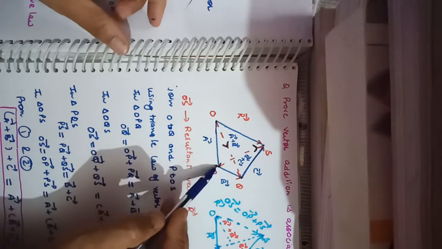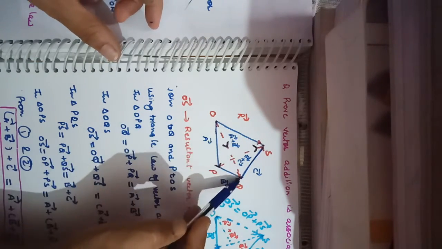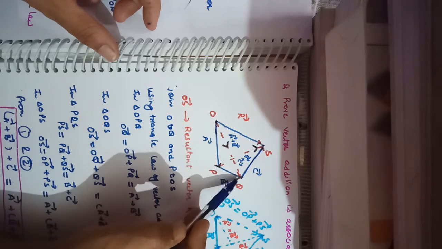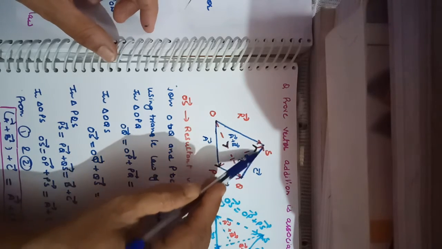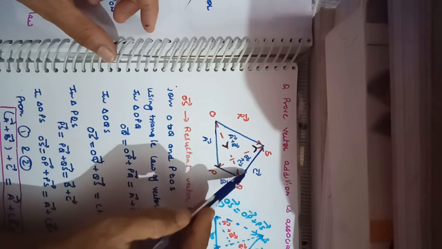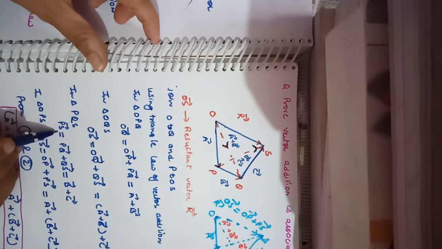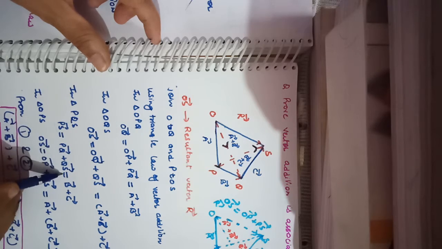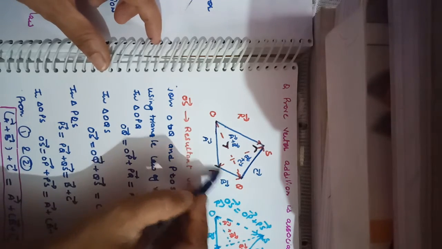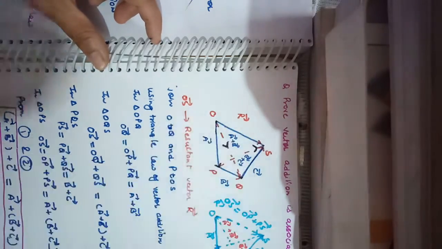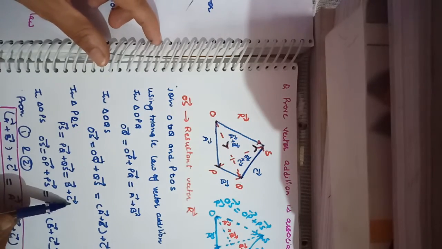Now see in the triangle PQS. This is a triangle PQS. This is one vector, B vector, and this is C vector. So resultant of these two vectors is equal to what? PS vector. So PS vector is equal to PQ vector plus QS vector is equal to B plus C vector. So this is B plus C vector.